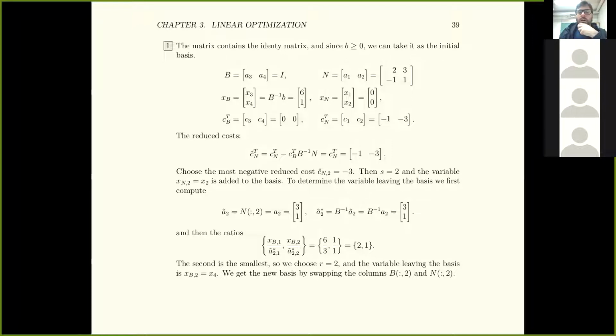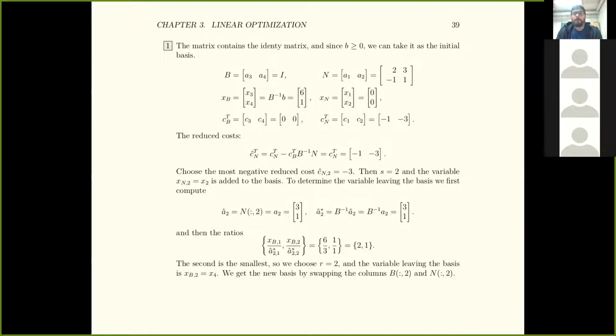So that's what we do with A2 hat by multiplying this A2 hat by B inverse. That means that this is how much the basic variables, which were 3 and 4, need to change. Whenever we increase S, the variable 2, by 1, then we need to do a corresponding decrease by 3 units in variable 3, which is the first basic variable, and 1 unit in variable 4, which is the second basic variable. Now we calculate which one of these is going to hit 0 first.